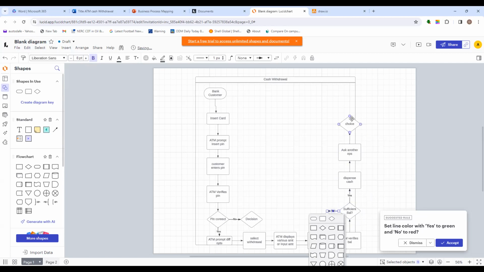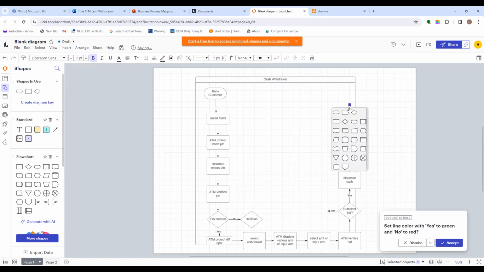We have just dealt with this. If he says, we have yes and no. If yes, the ATM prompts different options, or it goes back to step 2. Where will it go? Back to the step before pin, to insert pin. Insert pin.